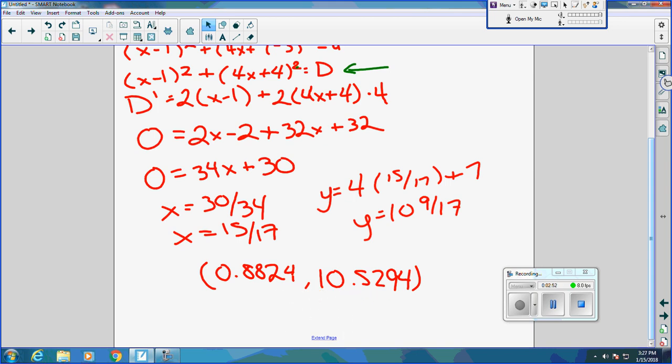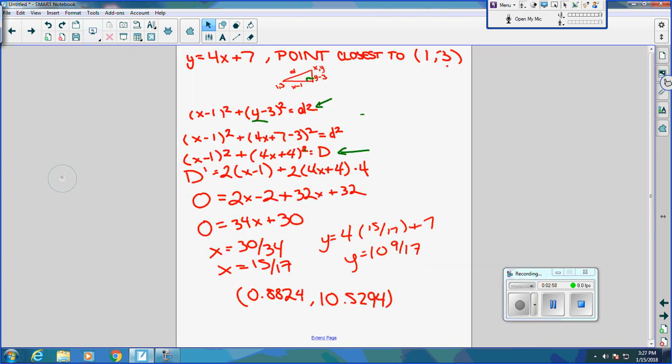Again, AP, you're going to get used to 4 decimal points. It may be in fractional form, but again, a good optimization problem, a fairly straightforward one. All right, keep practicing. Distance from a point to a line, closest distance.